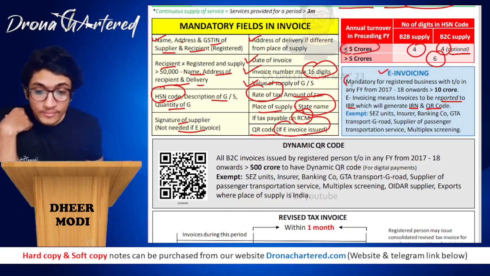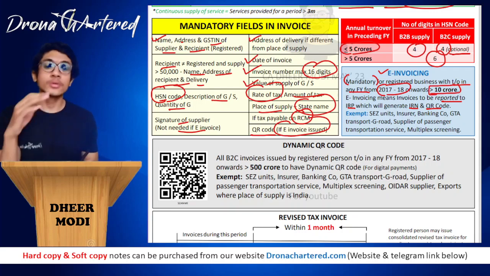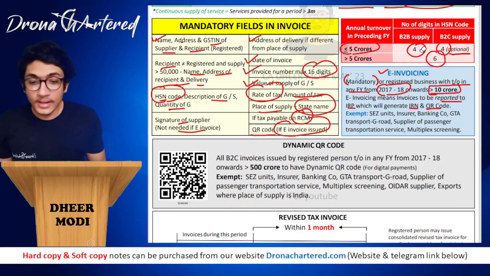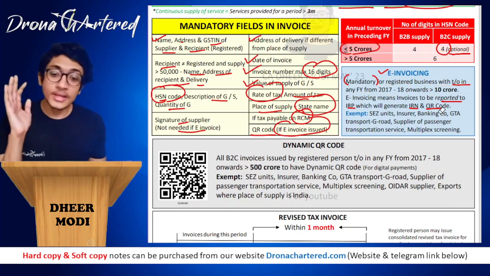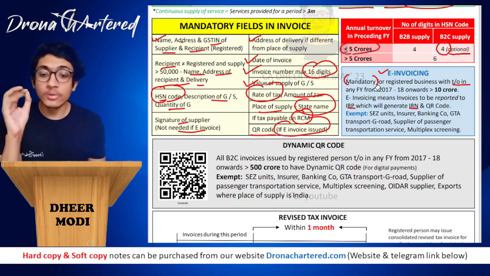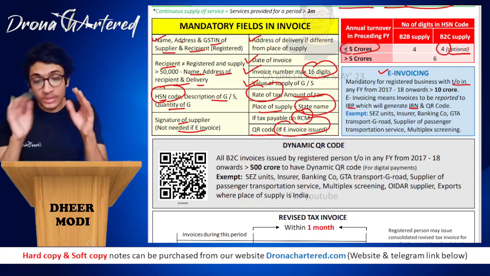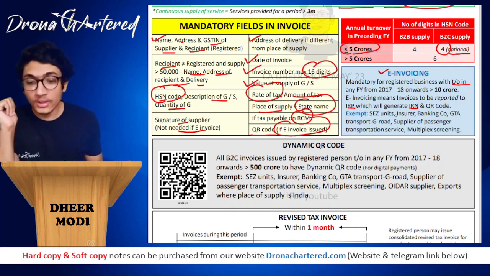It is mandatory. You have to remember it is mandatory for registered businesses with turnover in any financial year from 2017-18 onwards which is greater than 10 crore. This limit they have been kept on reducing, which has now come to rupees 10 crores. So e-invoicing is mandatory. If from the financial year 2017-18 and onwards, your turnover in any year was greater than 10 crores, e-invoicing becomes mandatory. That means you have to upload them to the IRP portal, and that will generate your IRN and QR code.